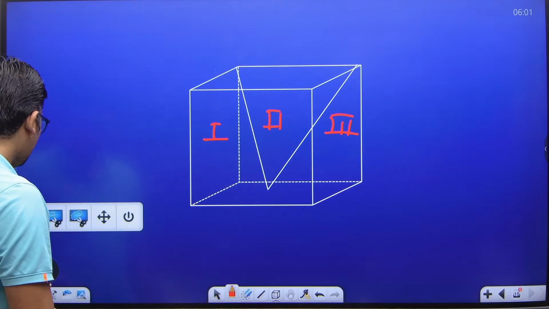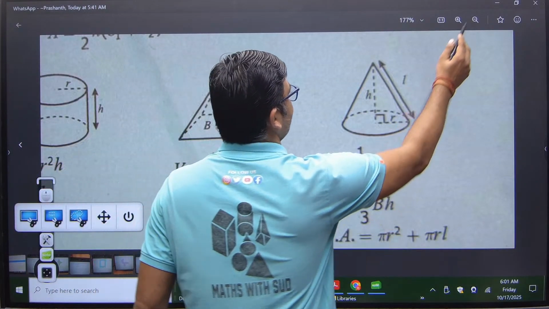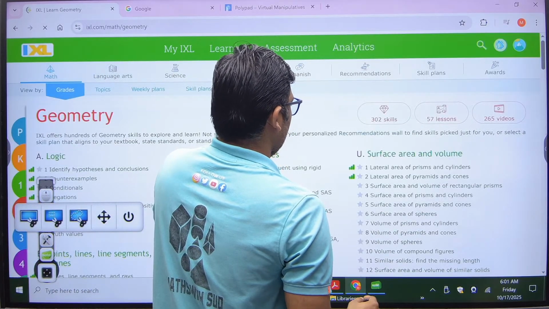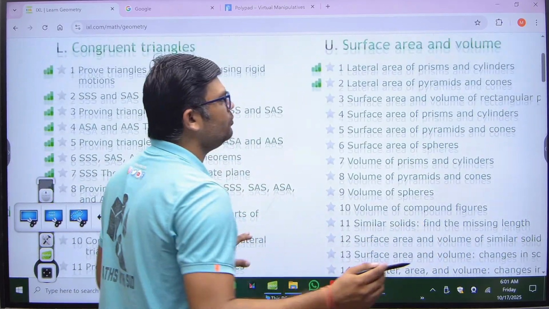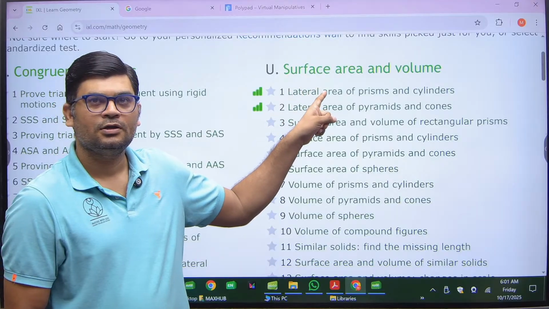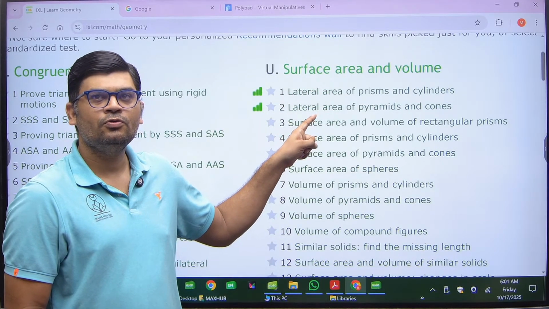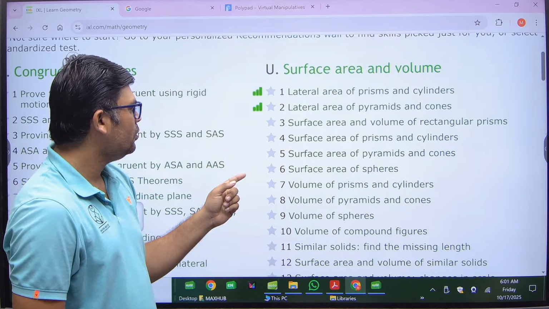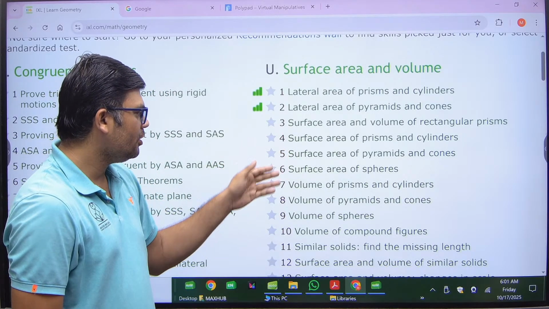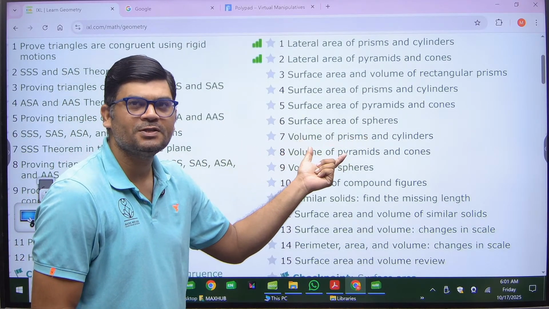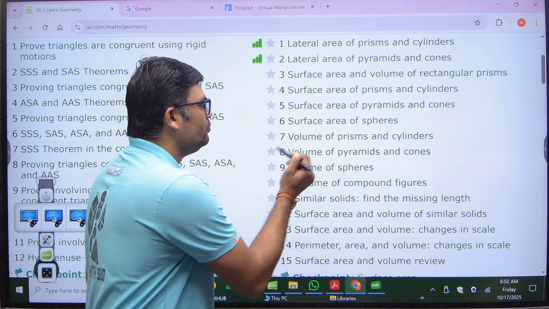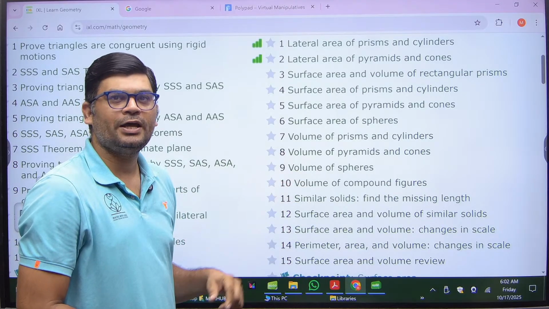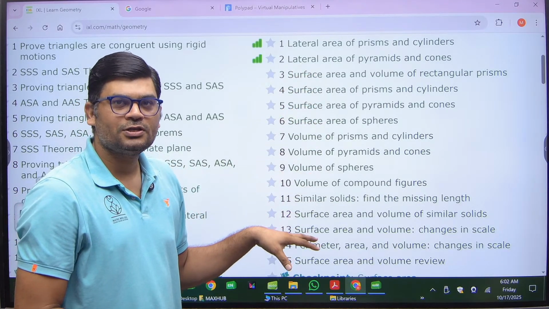I will recommend you to do these three sheets in IXL. Just do 3 or 4 questions. U1, U2, then if you want to go with a prism, then U3, U4, then U5, U6. There are a lot of sheets. For prism and cylinder, you can do U7. If you want to do spheres, you can do U9. You can just check it out yourself.